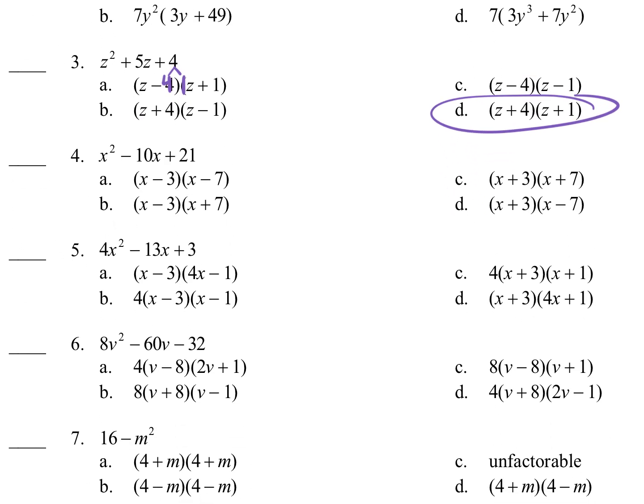Same thing with number 4. All of our answer choices have 3 and 7. So the two factors of 21 that are going to add to negative 10 will be 3 and 7. It just depends on the sign.